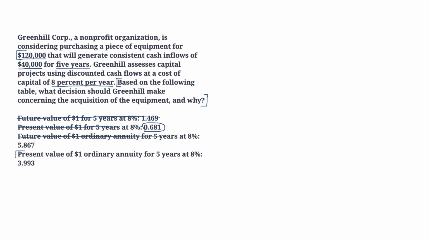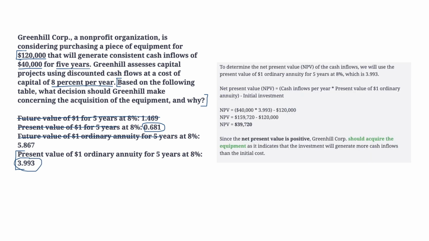So we're just focused on the present value of $1 ordinary annuity for 5 years at 8%, 3.993. So we just simply multiply 40,000 times 3.993. That's the present value of the cash inflows, 159,720. And then we subtract out the initial investment of 120,000. So then the net present value is 39,720. So it's positive, so then we're going to acquire this equipment.